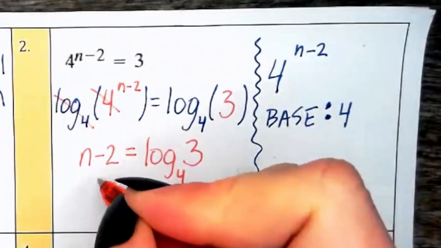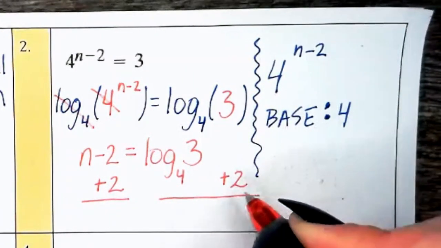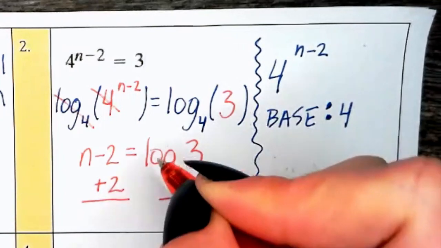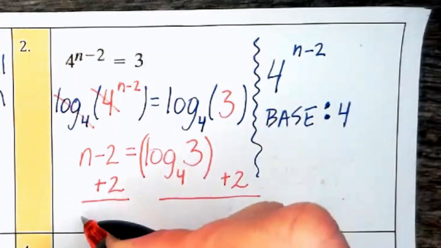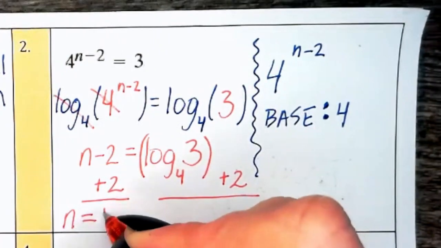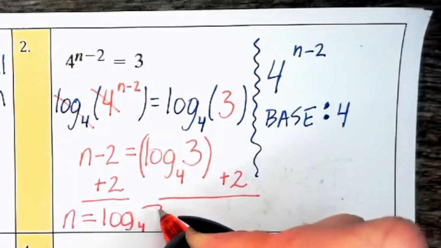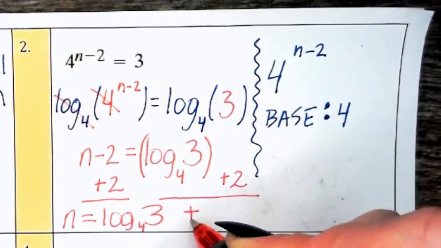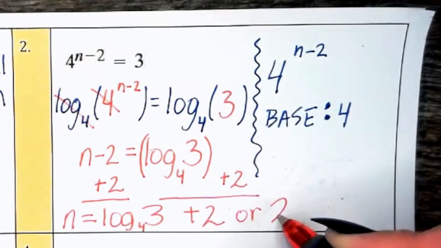Last step is to just add 2 to both sides. Another place people were messing up. When you add 2 to both sides, 3 and 2 cannot combine. Log base 4 of 3 is a whole little package deal. That's together. So your answer is n equals log base 4, the 4 is a little subscript, 3 is the same size as the log, plus 2, or we could reverse it and put that positive 2 in front.